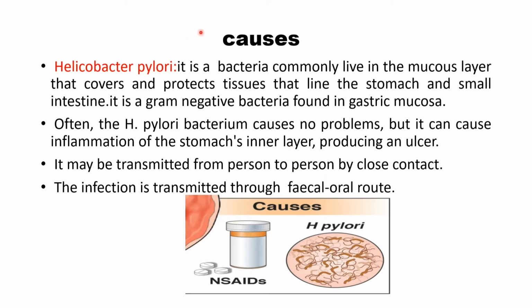The main cause of ulcers is H. pylori. H. pylori is a gram-negative bacteria which commonly lives in the mucosal layer that covers and protects the tissue that lines the stomach and small intestine. It generally doesn't cause any problem, but it can cause inflammation of the stomach's inner layer, producing an ulcer. It may be transmitted from person to person by close contact. The infection is transmitted through the fecal-oral route.